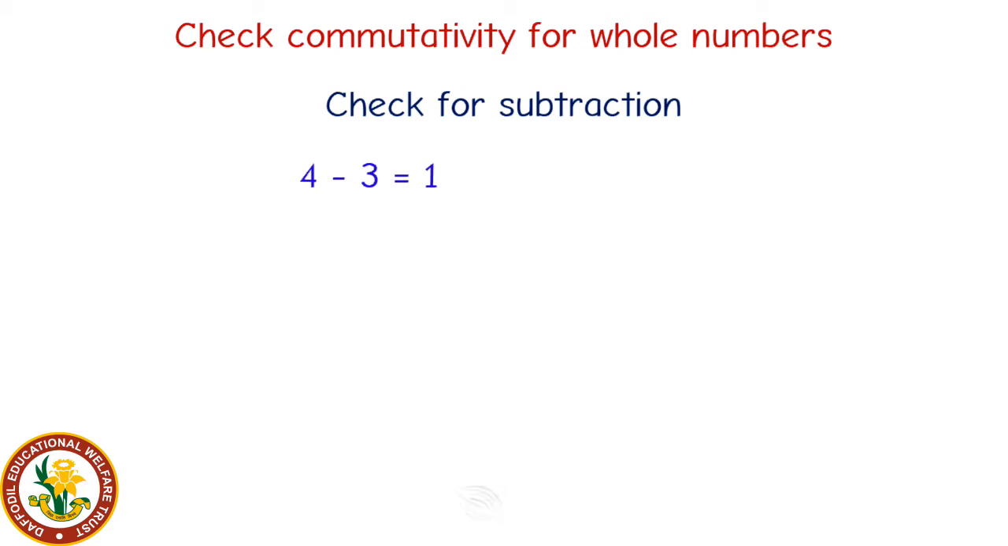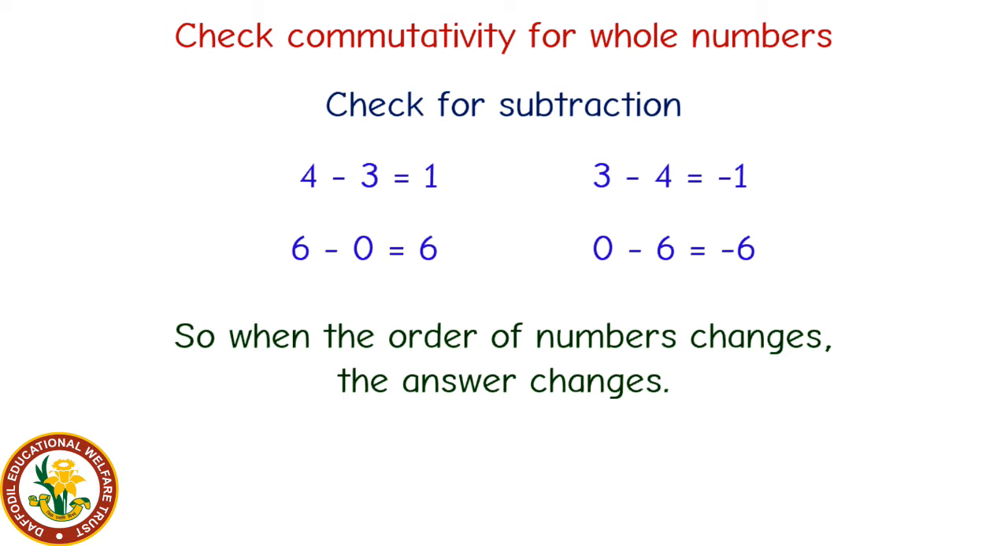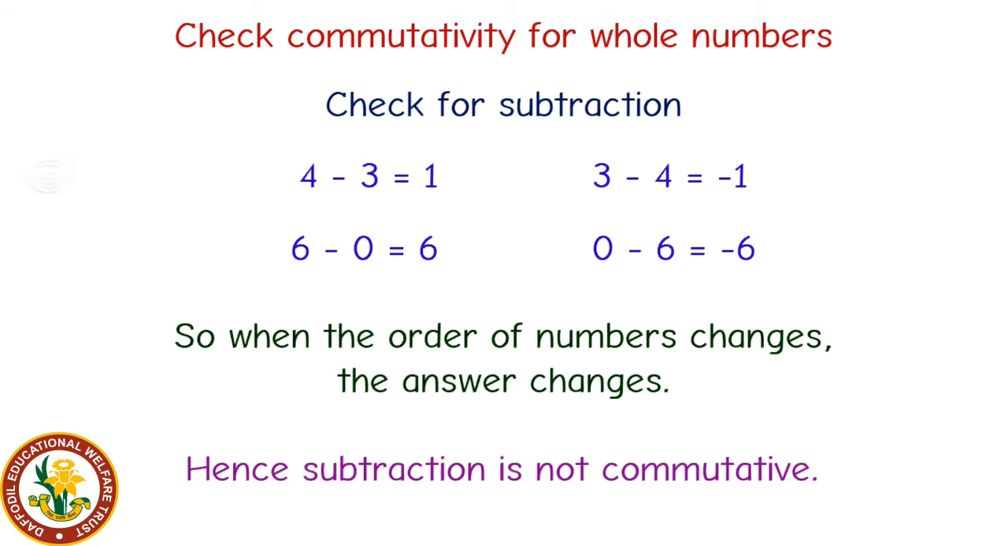Let's check for subtraction. 4 minus 3 is equal to 1. 3 minus 4 is equal to minus 1. 6 minus 0 is equal to 6. 0 minus 6 is equal to minus 6. So, when the order of numbers changes, the answer changes. Hence, subtraction is not commutative.